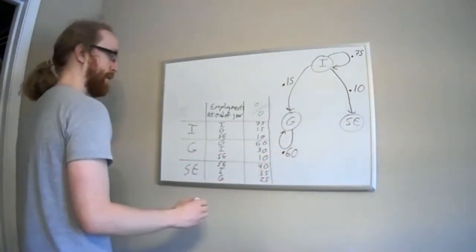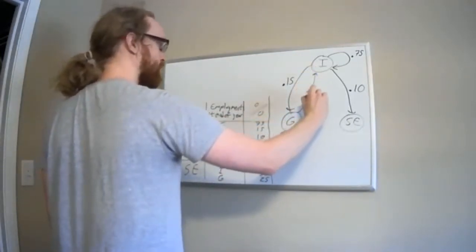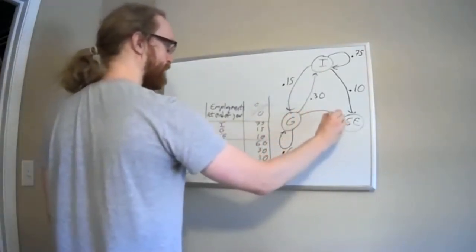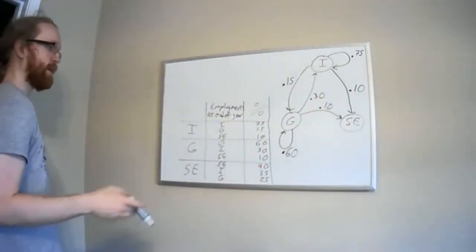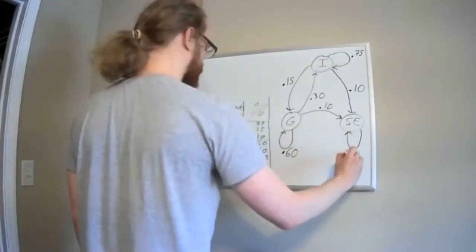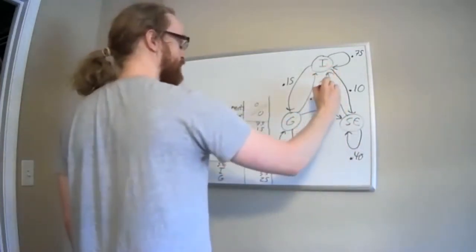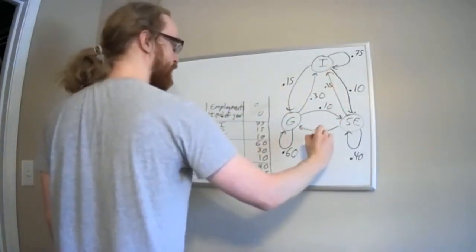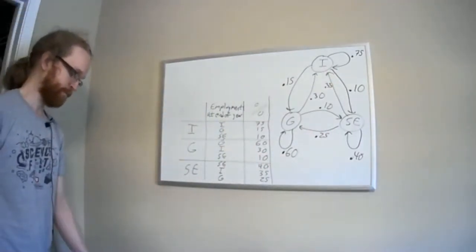Next, I could switch from government back to industry. So I could draw an arrow from government to industry, and that is a 30% chance. I could switch from government to self-employed, and that's a 10% chance. Finally, I need the arrows that start at self-employed. Self-employed back to self-employed, that is a 40% chance. Self-employed to industry is a 35% chance. And self-employed to government is a 25% chance. So this is my transition diagram for this situation, for this Markov chain.